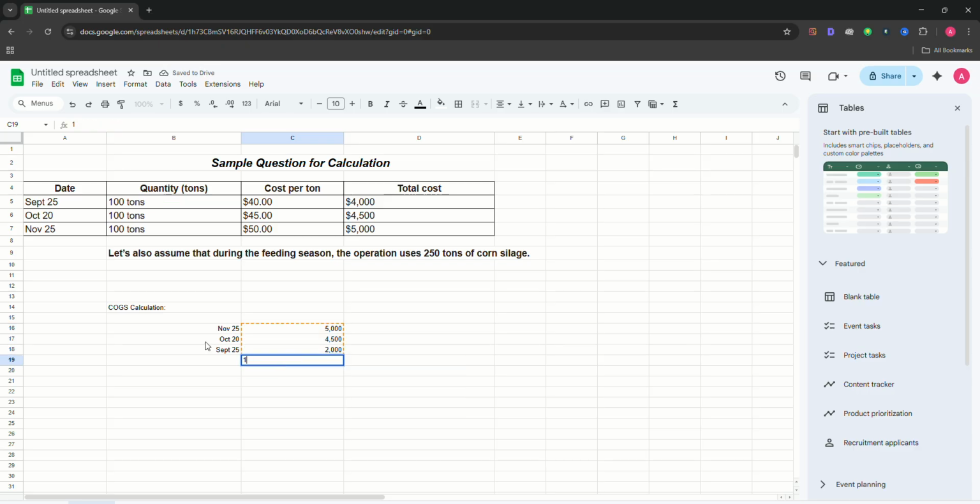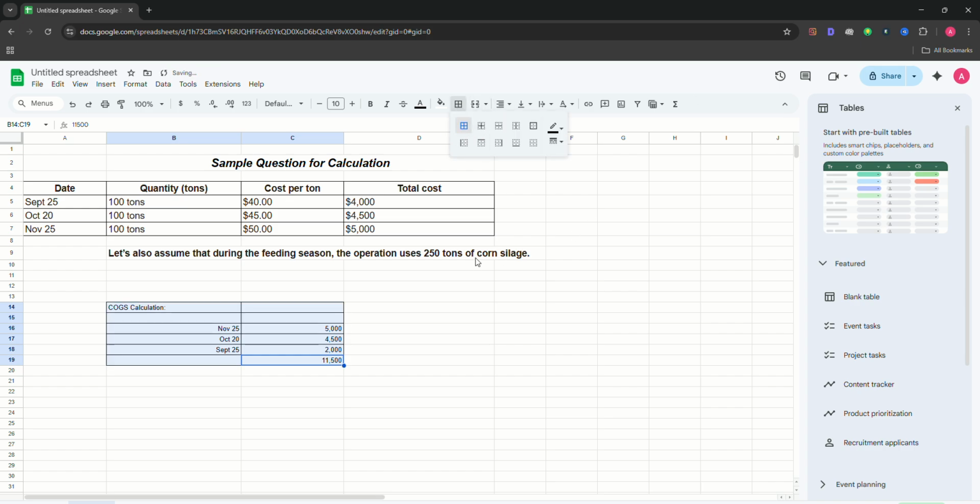I don't need a formula, I can calculate it in my brain. So 5000, 4500 makes 9500, and 2000 more makes 11500. So this is the cost of goods sold calculation. I'm going to highlight it with bold.